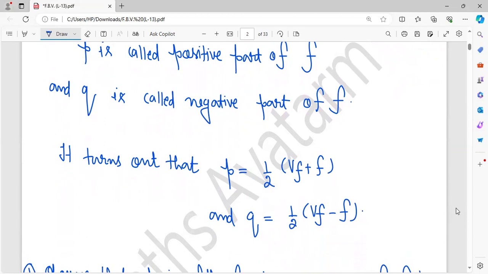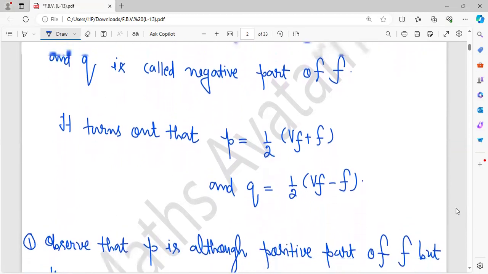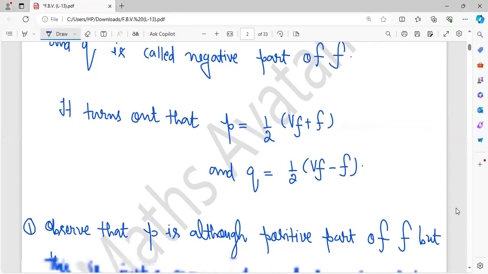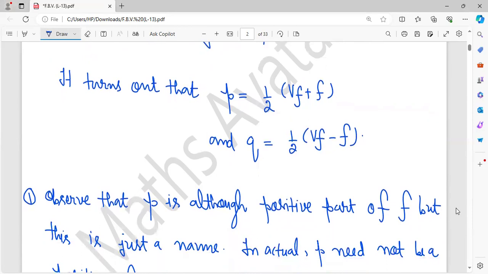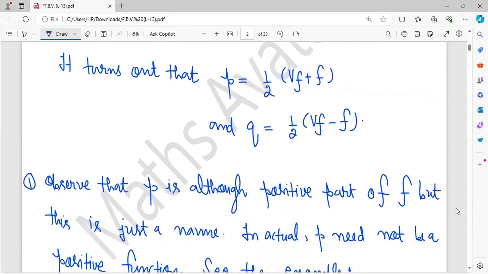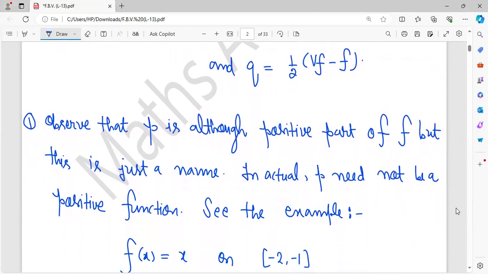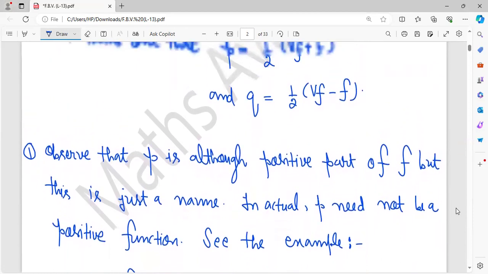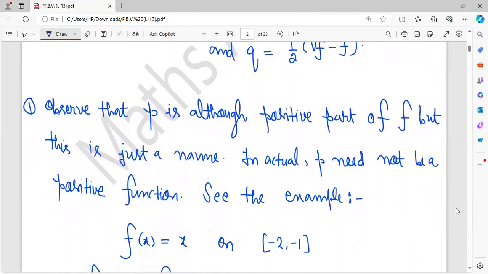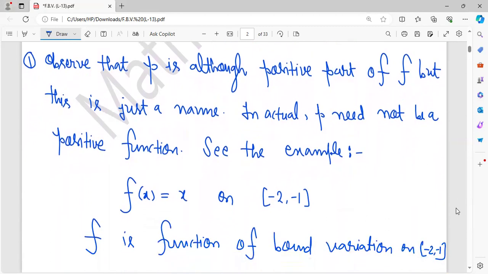Now, you observe one thing. P is although the positive part of F, but this is just a name. In actual, P need not be a positive function. See the example. I am taking f(x) = x on the closed interval [-2, 1], because this is a monotonically increasing function, so obviously it is a function of bounded variation.